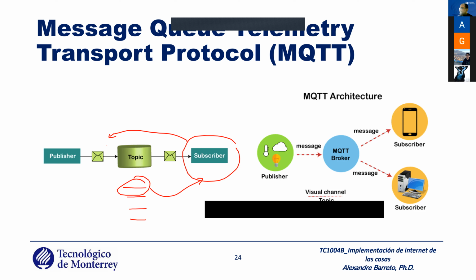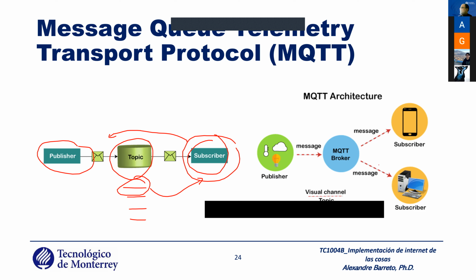Again, it is publish-subscribe. You can have multiple publishers, each publishing one or more topics, and you have a subscriber that subscribes to one publisher and to one or more topics, from one or more publishers.